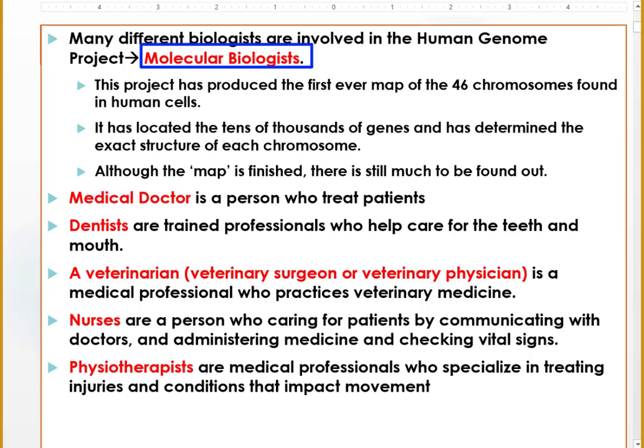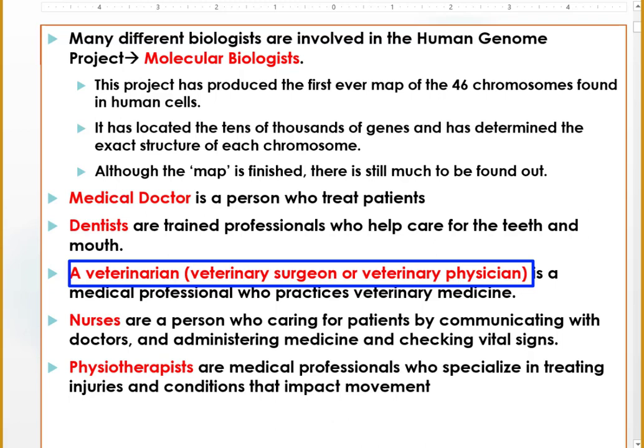In a sense, they exactly sequence the location of each gene on a chromosome. Although the map is finished, there is still much to be found out. A medical doctor is a person who treats patients. Dentists are trained professionals who help care for teeth and mouths.